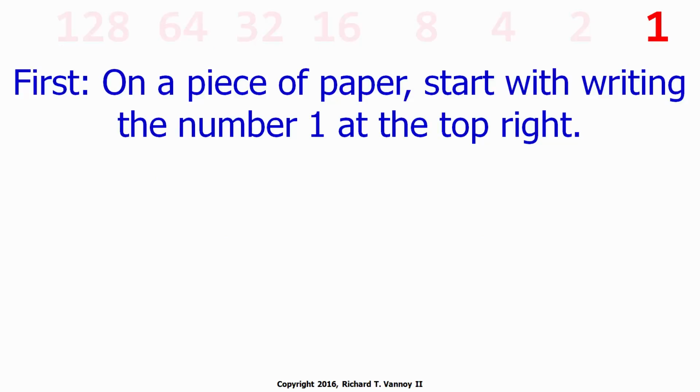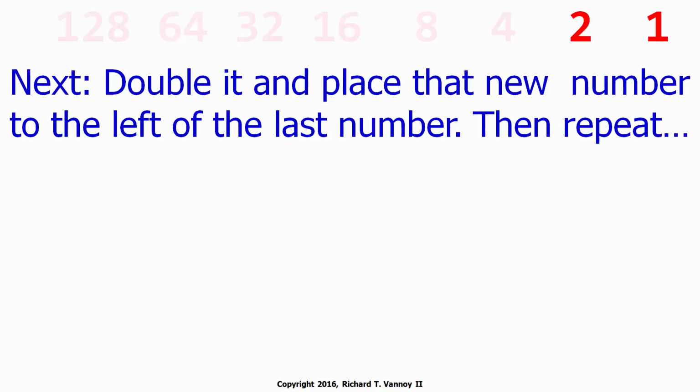Let's figure out how we change the numbers. We start out with a blank piece of paper. Start out by writing the number 1 at the top right, as I've done here. On here I've made it brighter. I've dimmed the numbers that are coming up. After you write 1, go to the left of it, write a 2.